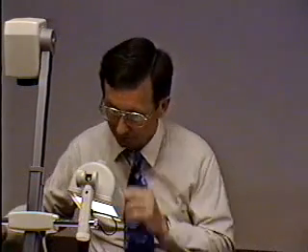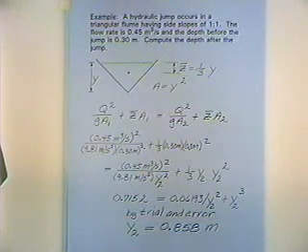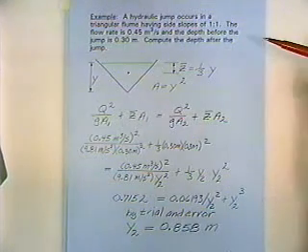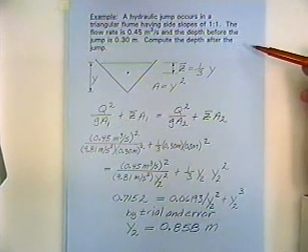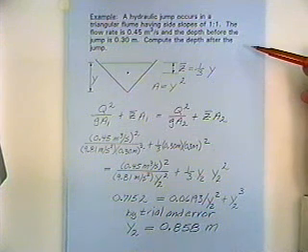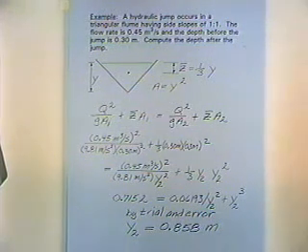What that does for us is allow us to analyze a hydraulic jump. Given the depth before the jump, we can compute the depth after the jump, or vice versa. In this problem, we have a hydraulic jump occurring in a triangular flume having side slopes of 1:1. The flow rate is 0.45 cubic meters per second. The depth before the jump is 0.3 meters. Compute the depth after the jump.